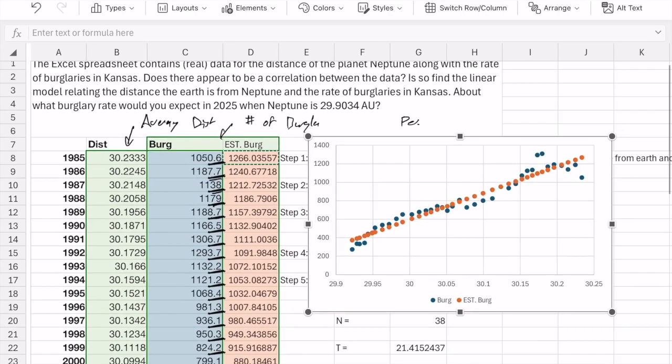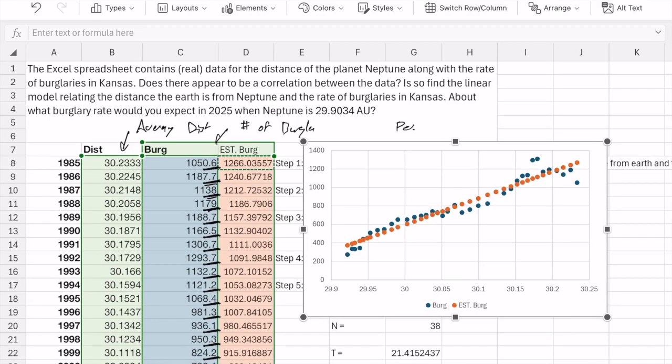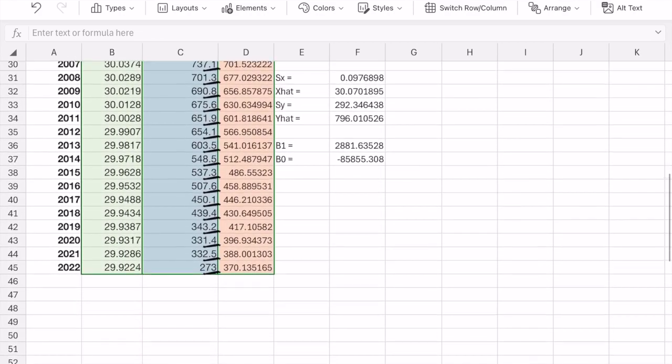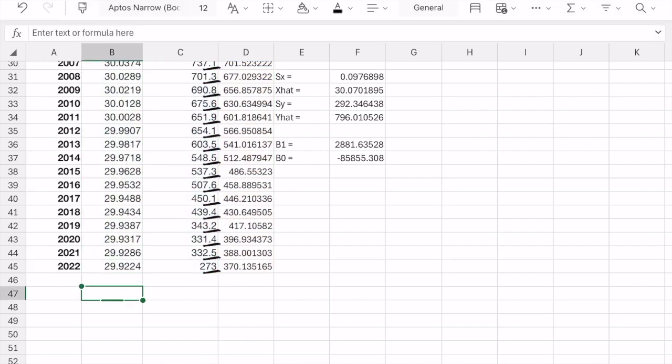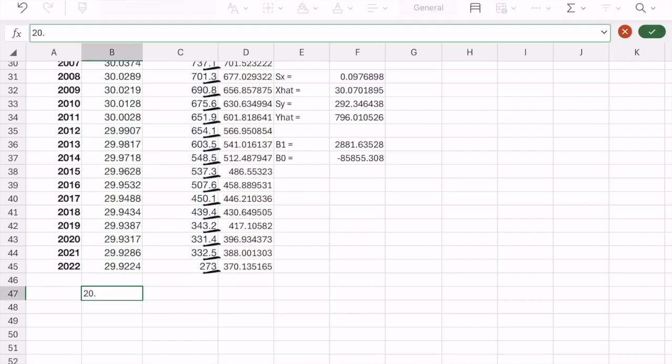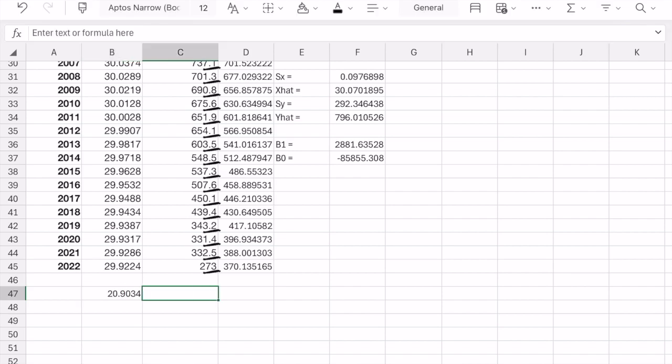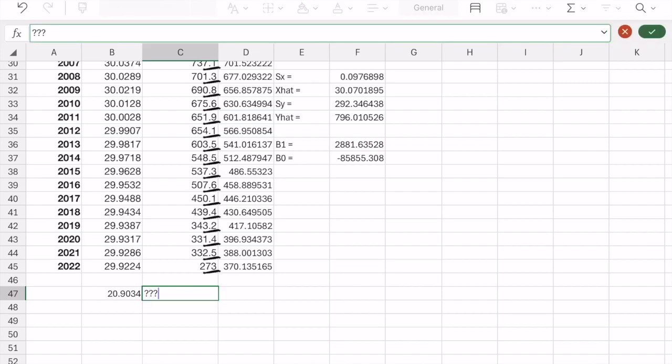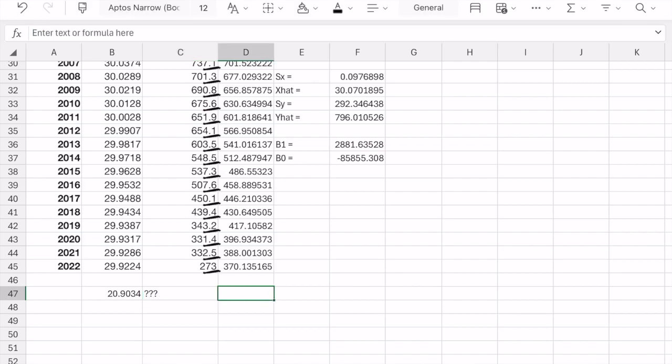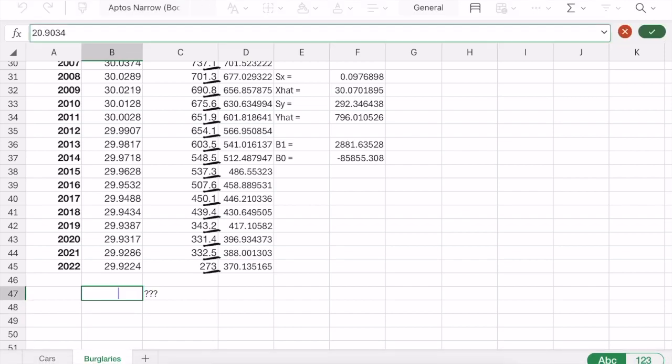All right, and so what about when Neptune is 29.9034 astronomical units away? This one I don't have data for because it's in the future, but I can estimate it. And this is extrapolation. But I'm not extrapolating too far away. Not if I type in the number correctly.